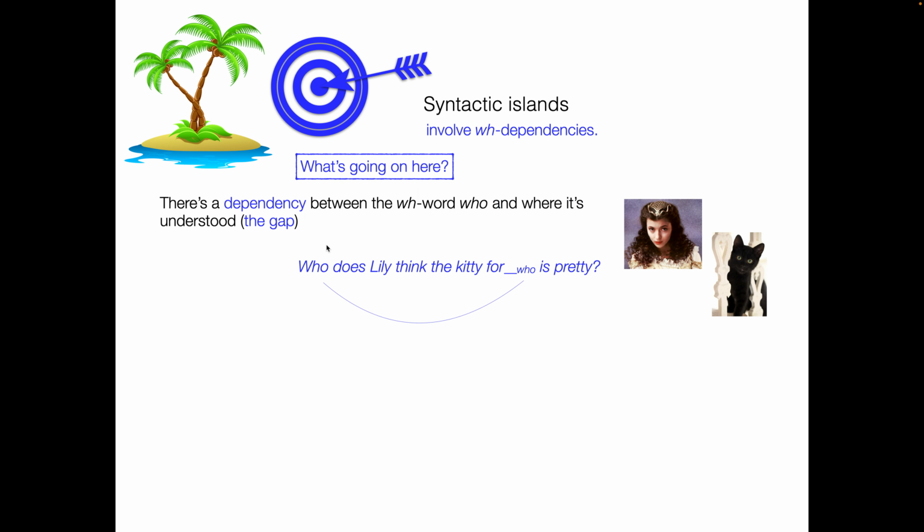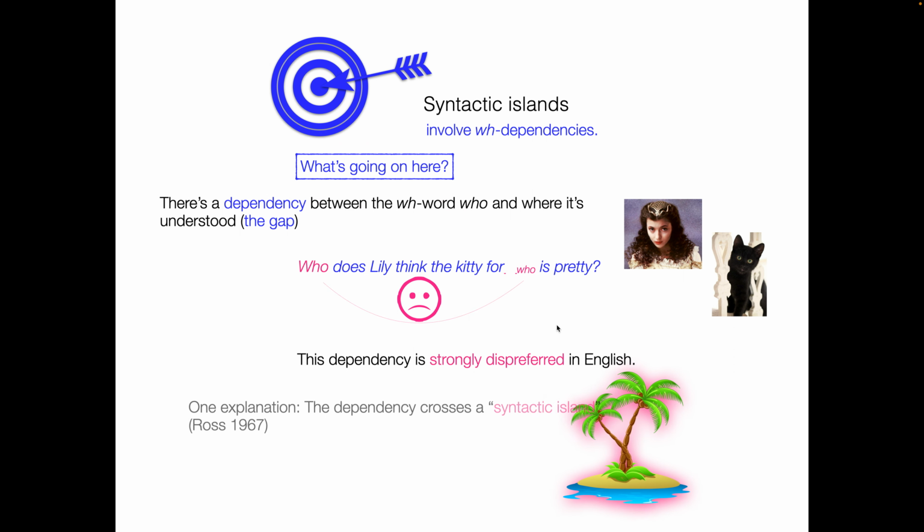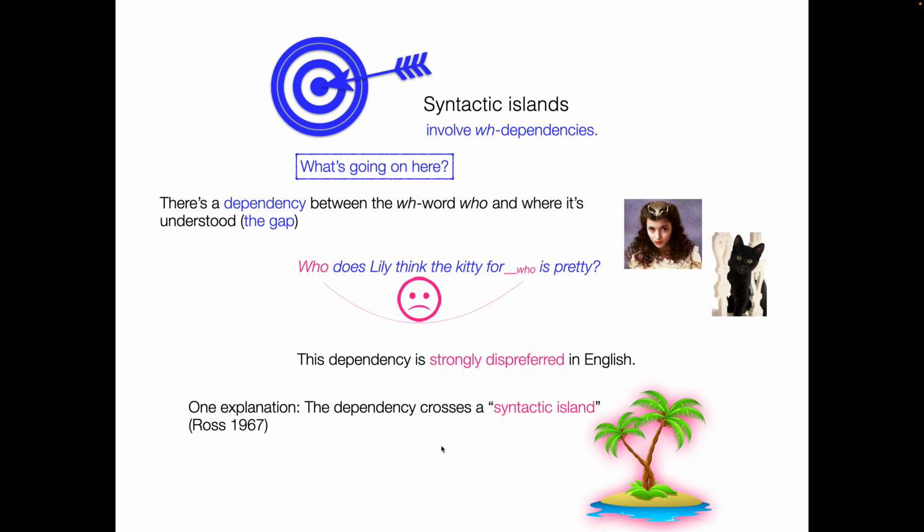And one answer is that there is a dependency between the WH word who and where it's understood as the object of for. The kitty is for who, and that's the link between the WH word and the gap. And this dependency is strongly dispreferred in English. Like, we really, really, really don't like it. Why not? One explanation is this dependency crosses a piece of hidden structure in our minds called a syntactic island.